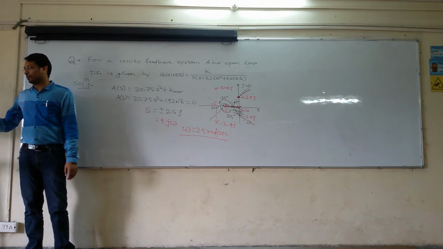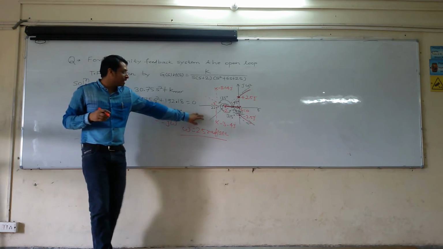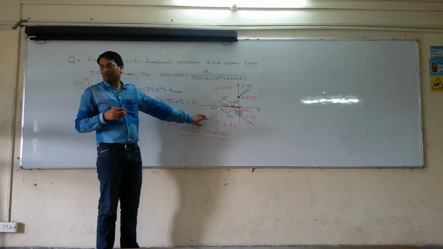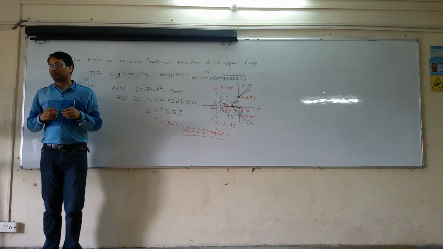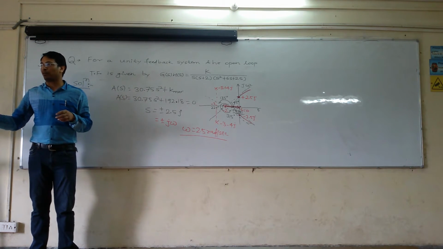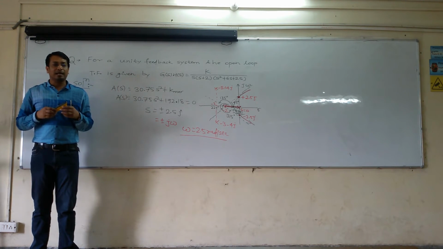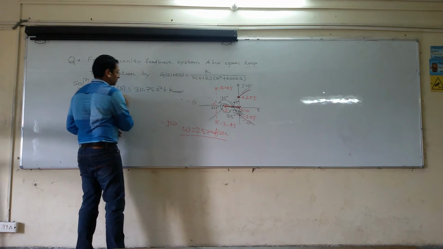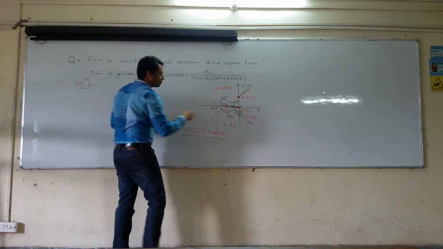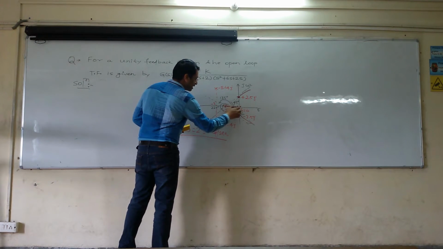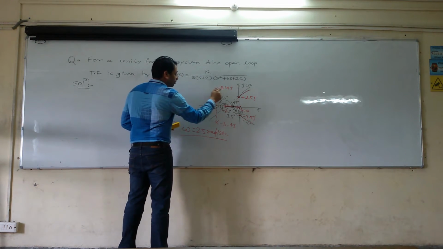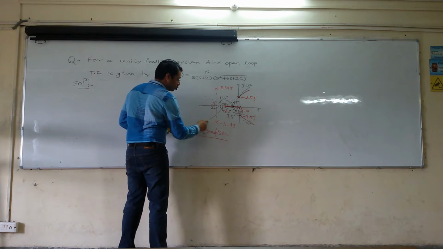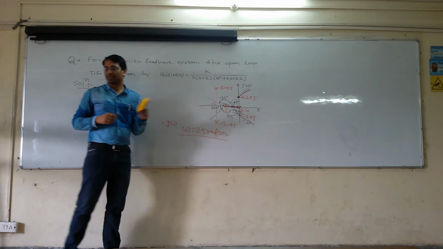Correct? Now, since we have complex poles, one more job is left. You have to calculate the angle of departure and angle of arrival for your complex pole. Because this part of the root locus has been constructed, so what is left? These two branches are left. Correct?